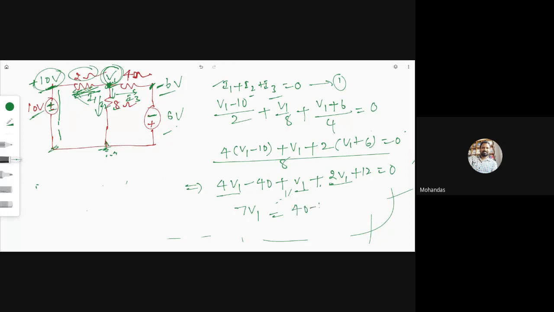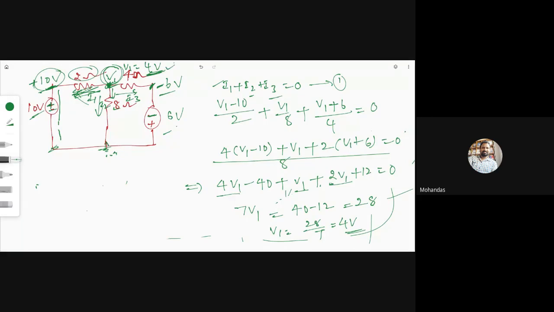40 minus 12, ఎంత వస్తుందమ్మా? 28. Okay, so then V1 equal to how much? 7. అంతేనా calculations? Which is equal to 4 volts. So what is the unknown voltage here? V1 equal to 4 volts.